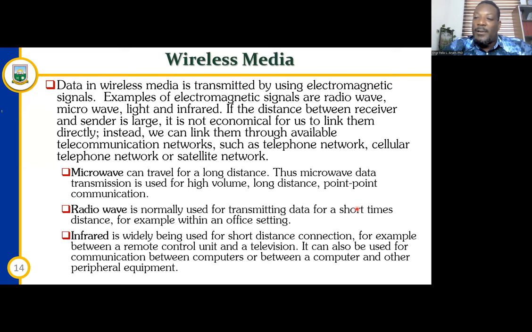So radio waves don't transmit data over a very long distance. They do it for short distances. So in the building and in the house, we can use some of these. Infrared is widely used for short distance connection, for example, between the remote control and the TV.